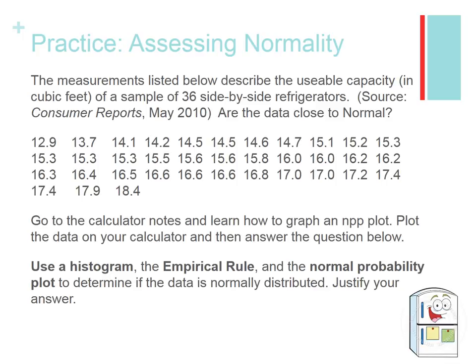Please plot it using a histogram, then calculate the data using the empirical rule, and then use the normal probability plot to determine if the data is normally distributed. Justify your answer means explain why the histogram tells you it is or is not, why the empirical rule is or is not, and how the normal probability plot tells you it is or is not. Okay, so take a minute, pause this, try it, and then we'll go over the answer.